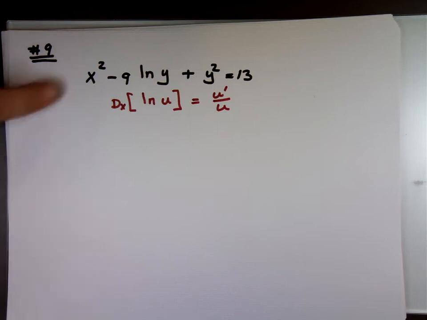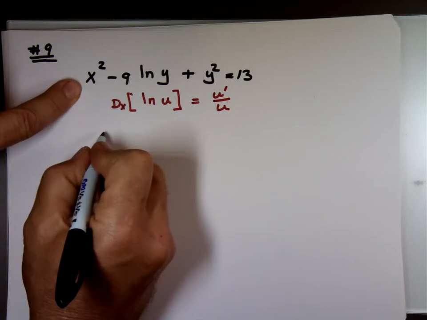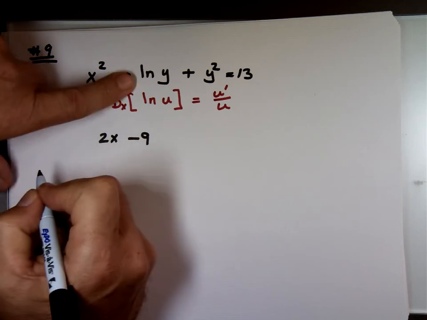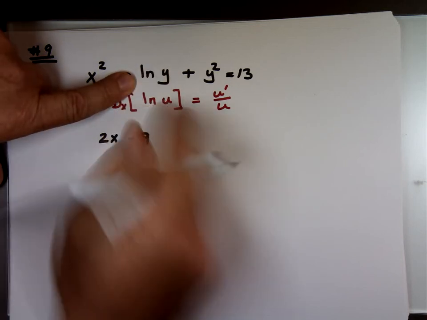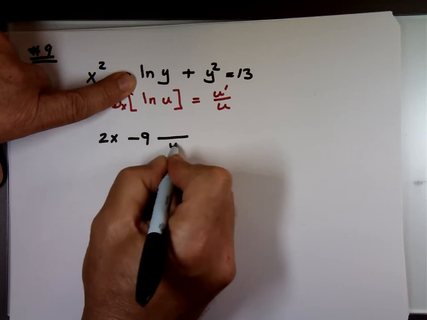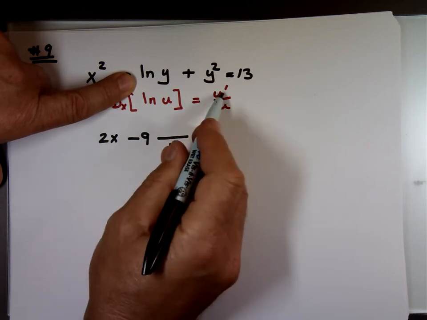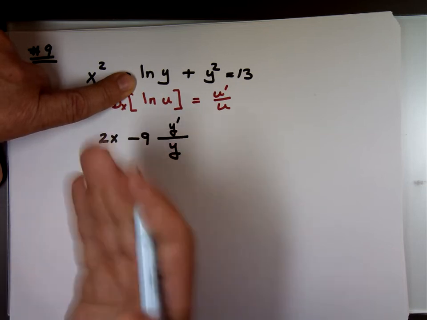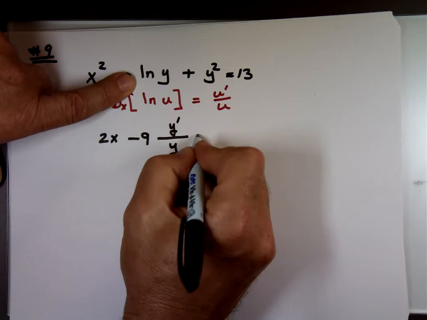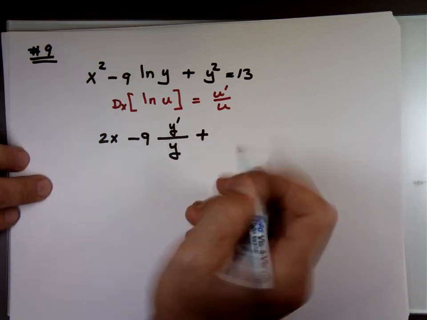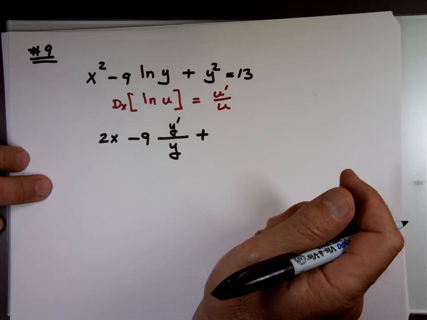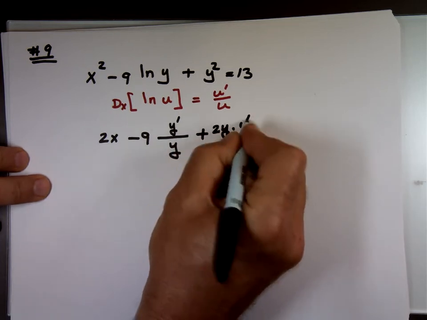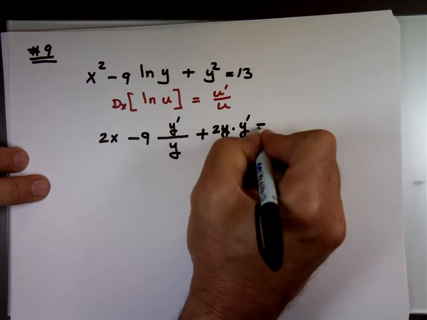So now here we go. The derivative of x squared, which is what? 2x. There's the negative 9. What's the derivative of the natural log of y? It won't be 1. What's the derivative of y? It'd be y prime over y. Yep, that's dy dx. It's cleaner this way. Plus, what's the derivative now of y squared? 2y times y prime, 2y times dy dx, or y sub prime. It's the same thing. And what's the derivative of 13? 0.